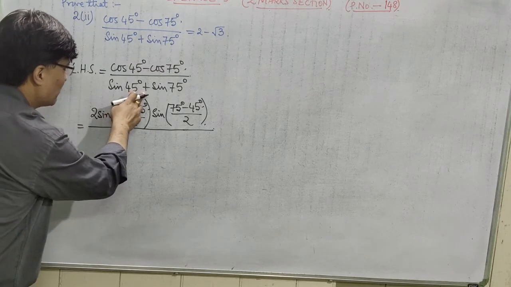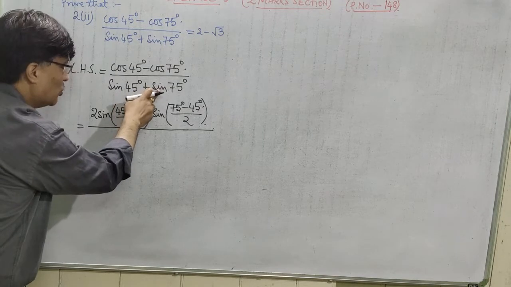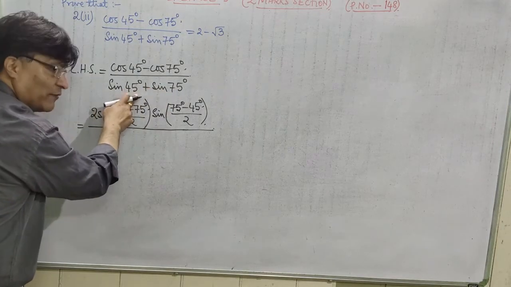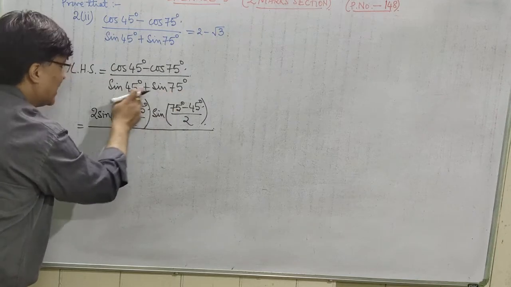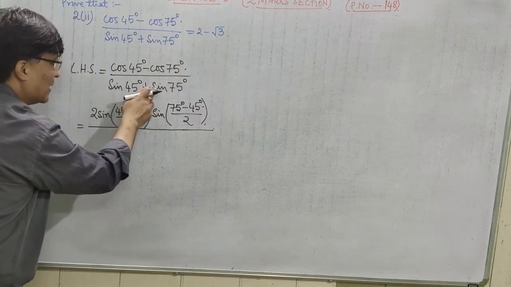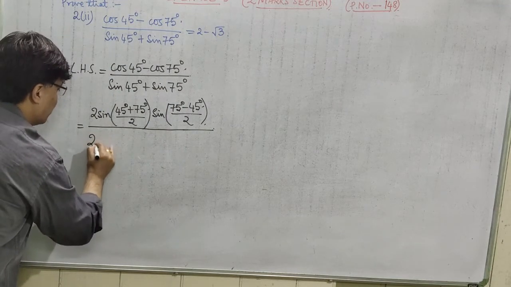Now in this case, since the plus sign is there, you may write sine 75 plus sine 45 degree. That means we may take this greater angle as C and this smaller angle as D, that is sine 75 degree plus sine 45 degree.